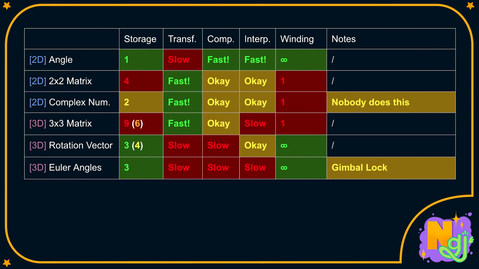They're just not good at most things. They are just 3 numbers, though. That's nice. And they can represent winding. You can wind them an infinite number of times. Problems, though, is, of course, gimbal lock and all the other things I mentioned.